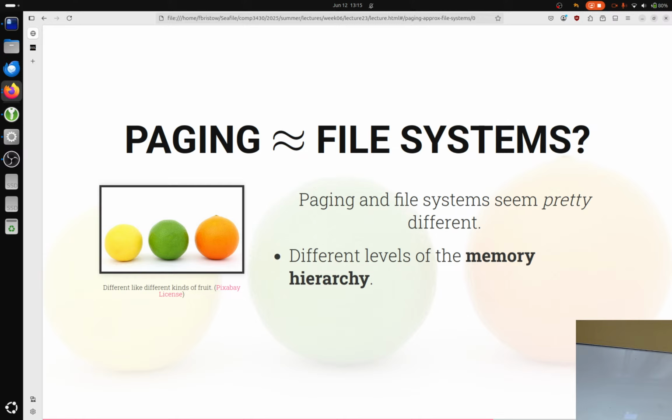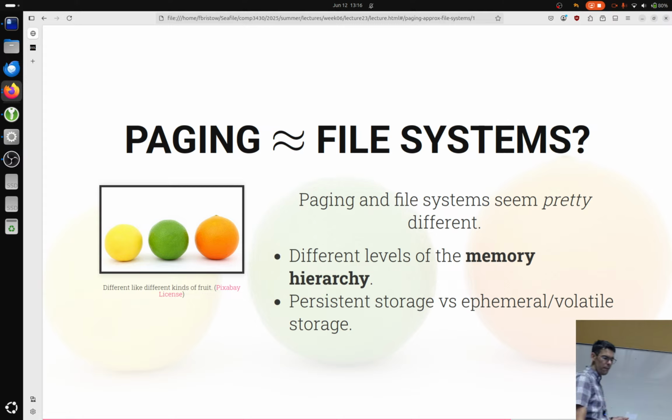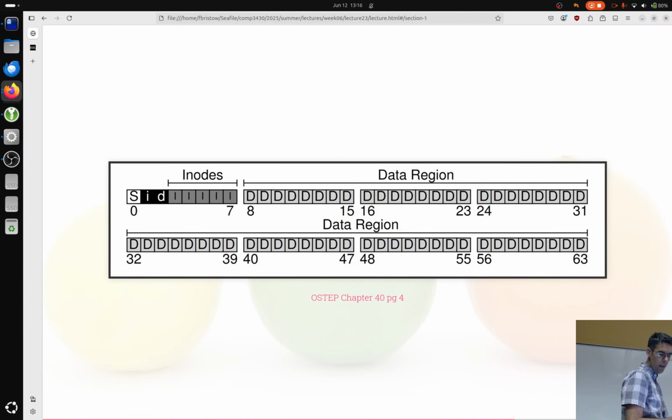Paging and file systems are pretty different problems, but they're going to structurally look similar to each other in the end. Both of these things are at different levels of that memory hierarchy that we were talking about, where one is more for persistent storage and the other one is for fast but ephemeral or volatile storage.